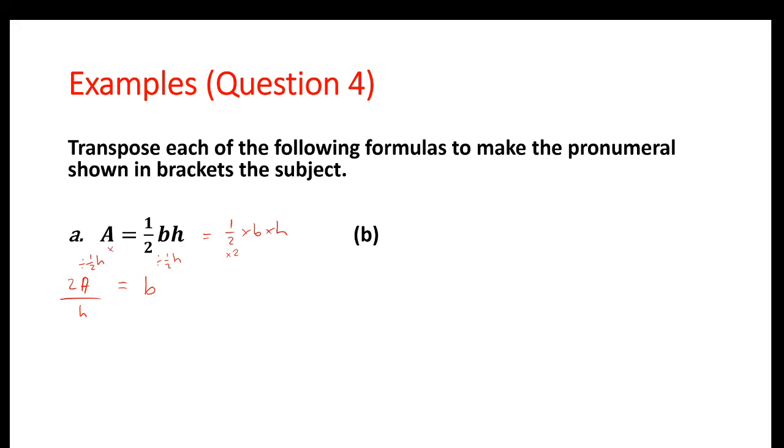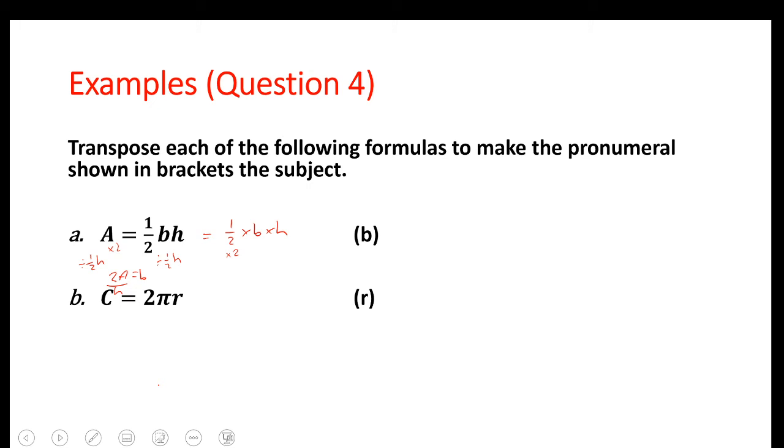So timesing by 2 and timesing by 2, that gives me 2A over H, which is equal to B, like that. I don't think I've left enough space for me on that one. So let me write it just under here. So 2A over H is equal to B.